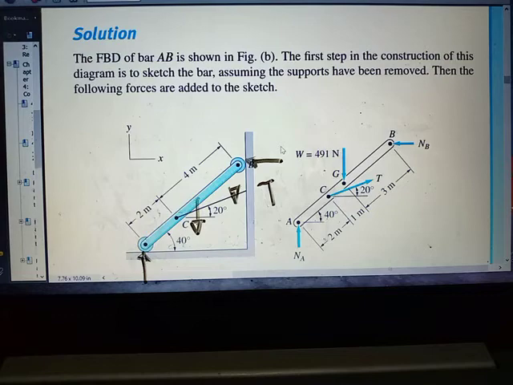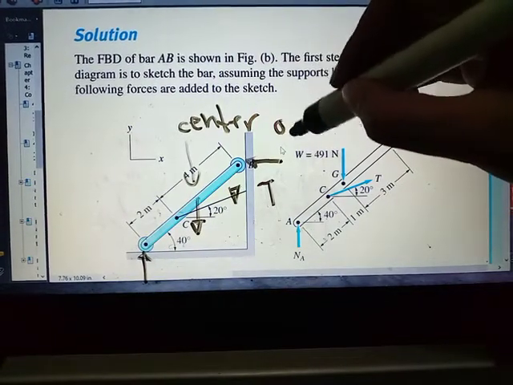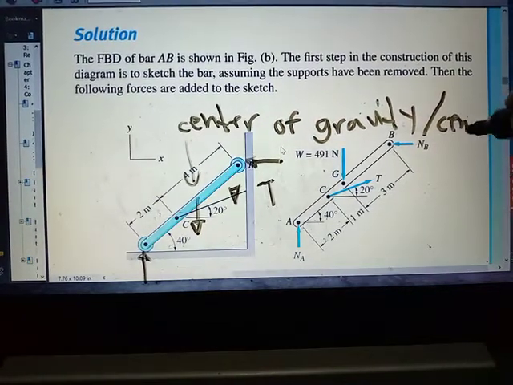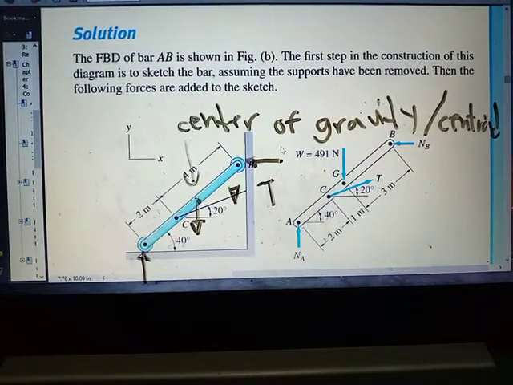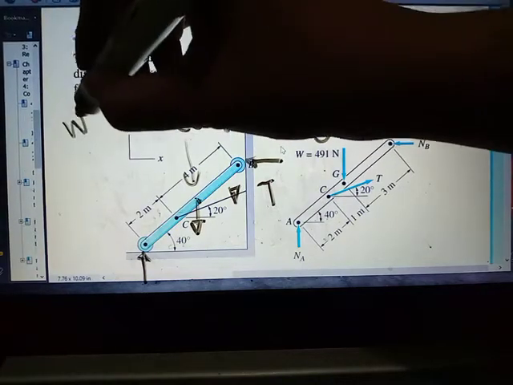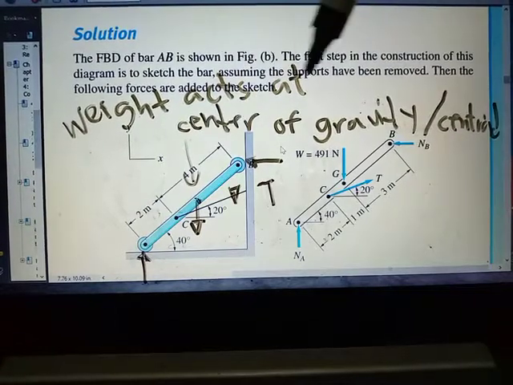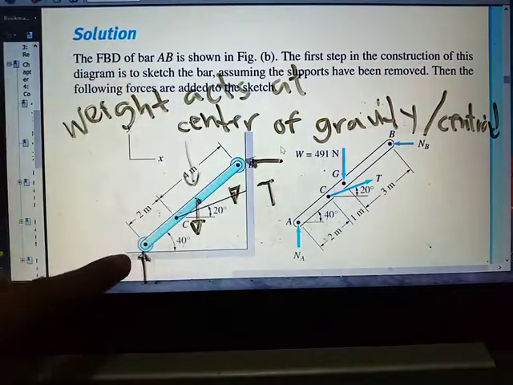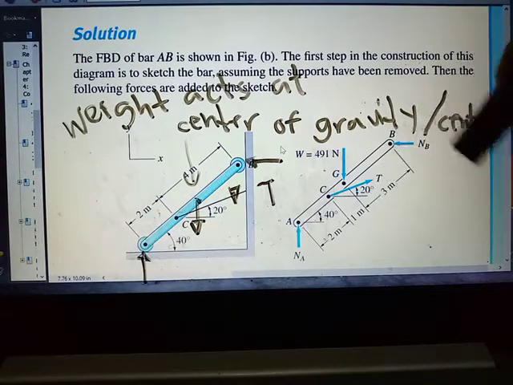Yung sarili niyang timbang, class, okay? So, the weight is acting at the centroid. Center of gravity, also known as centroid. Center of gravity is nasa gitna ng rod. Yung weight niya. So, weight acts at center of gravity or centroid. Kaya, nasa gitna. Okay? So, ito na yung free body diagram niya. Sinulat ko lang. So, meron kang NA, NB, tsaka W.